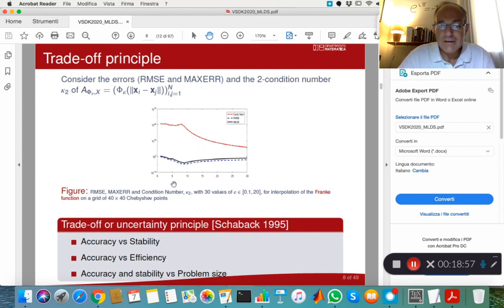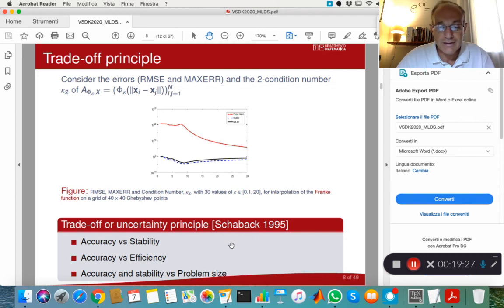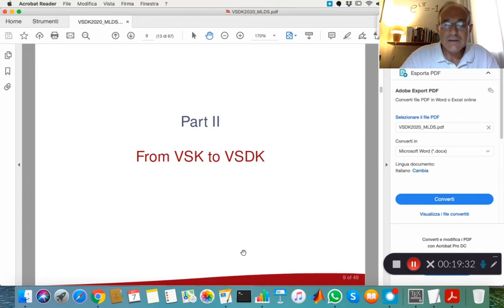So the best is to use this trade-off or uncertainty principle that was proposed by Schaback in 1995, that says essentially that you have to balance all the time between accuracy and stability, accuracy and efficiency in the solution of the system, and accuracy and stability with respect to the dimension of the problem, because if you have to solve a system of millions of scattered equations, then you have to consider all this information. And so this is the first part that I conclude here.